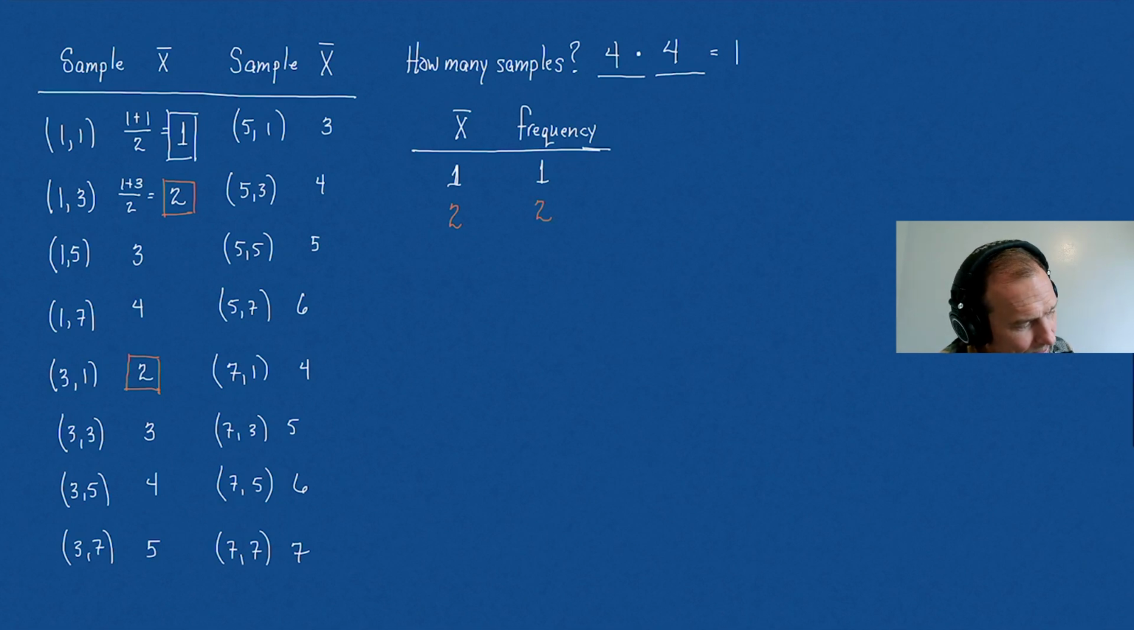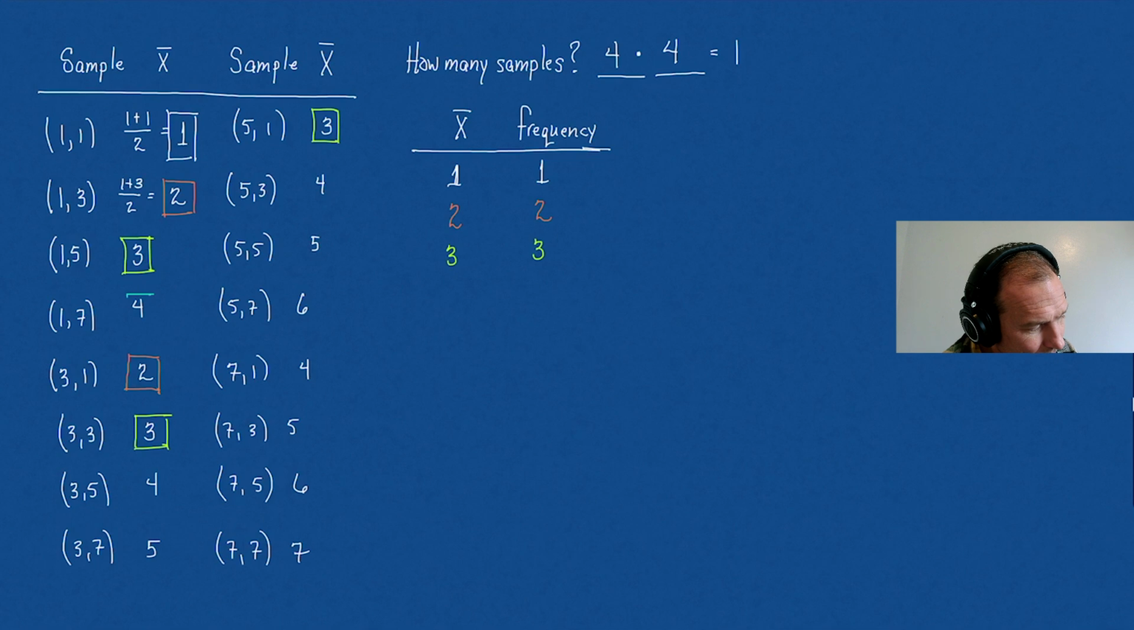Okay. What about 3s? Well, let's see. Here's a 1, 2. Is that it? Oh, I've got another one. 3s have a frequency of 3. 4s. There's a 4, 1, 2, 3.